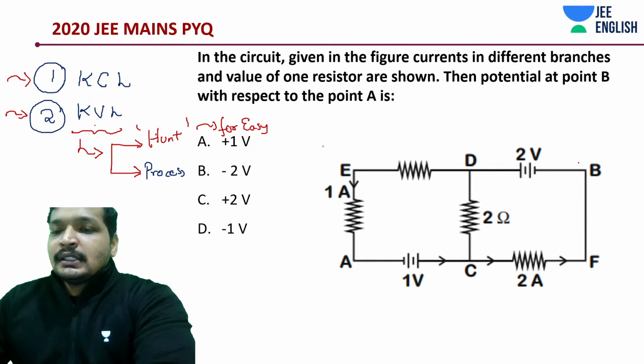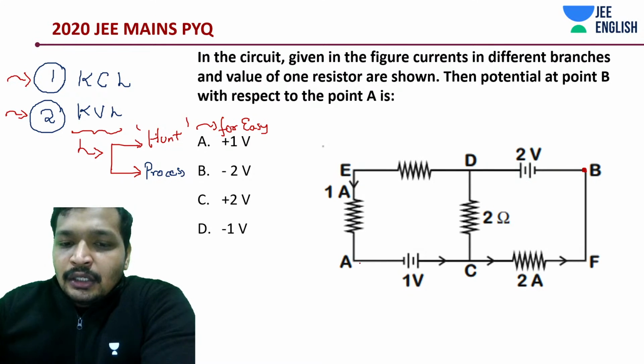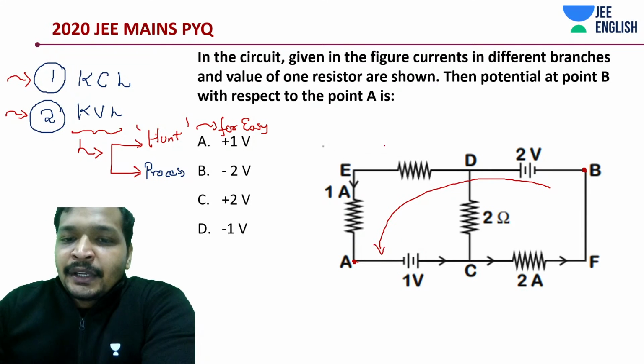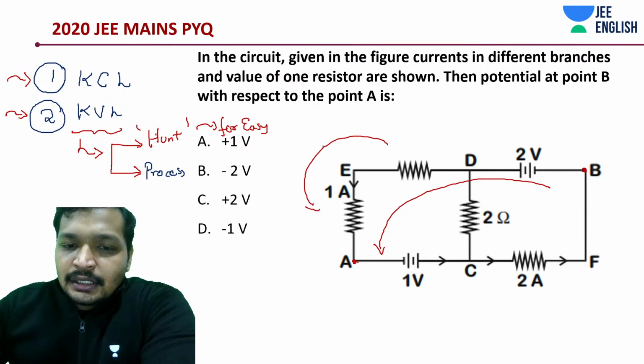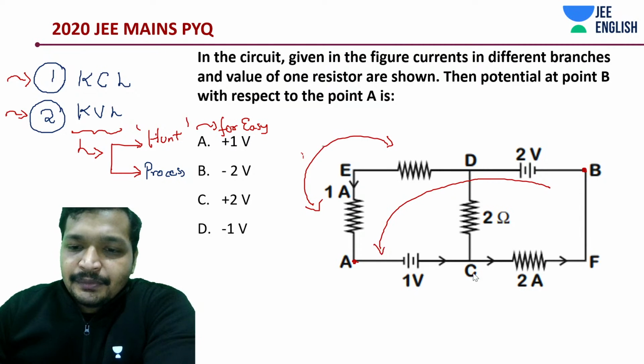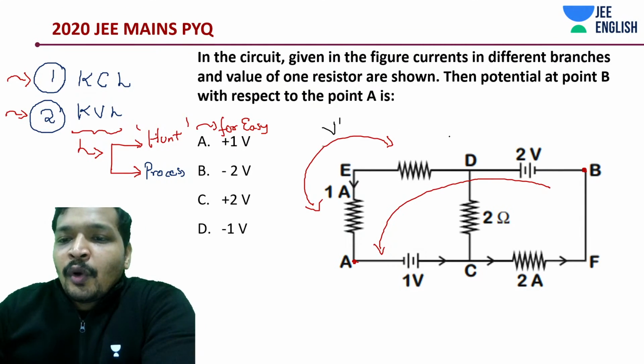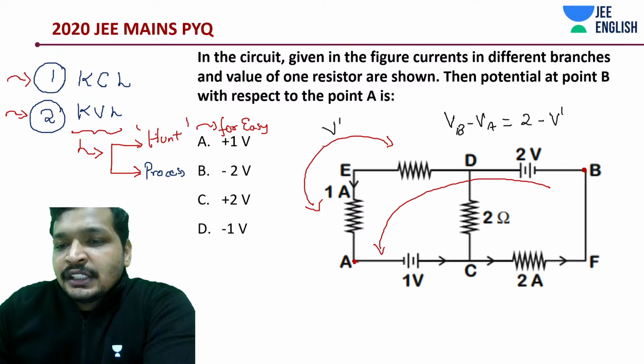So what am I saying is, from B to A, if I move in this direction, some potential is dropping across both of these resistors. Just focus, you'll understand. Let's call this some V dash. Okay, so what should be VB minus VA according to this? Some 2 minus some V dash.